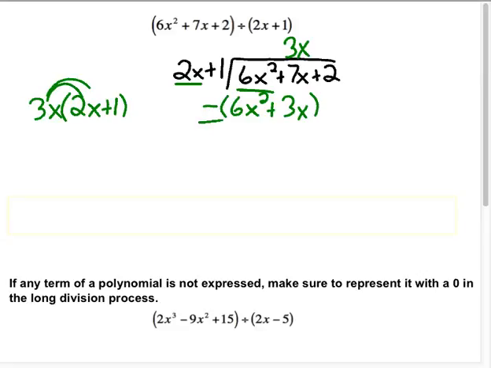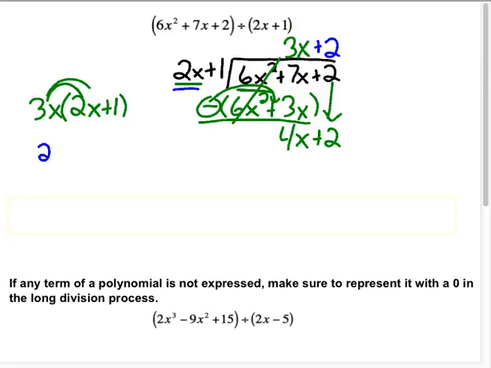Now, let's see how close we got. 6x squared minus 6x squared is done. 7x minus 3x leaves me with a 4x. Then I pull down the 2. Let's start this over. So, 2x, what does that need to become a 4x? Well, 2 times 2 gives me 4, and the x doesn't need any more exponents. So I just need a 4 there. And let's see what that leaves us with.